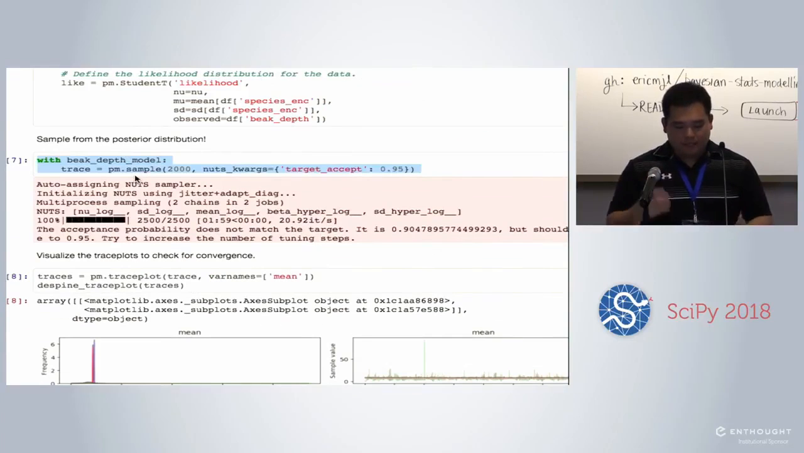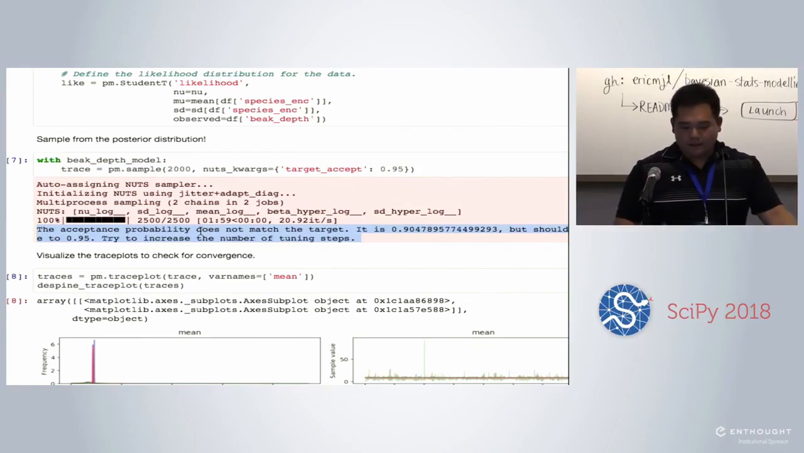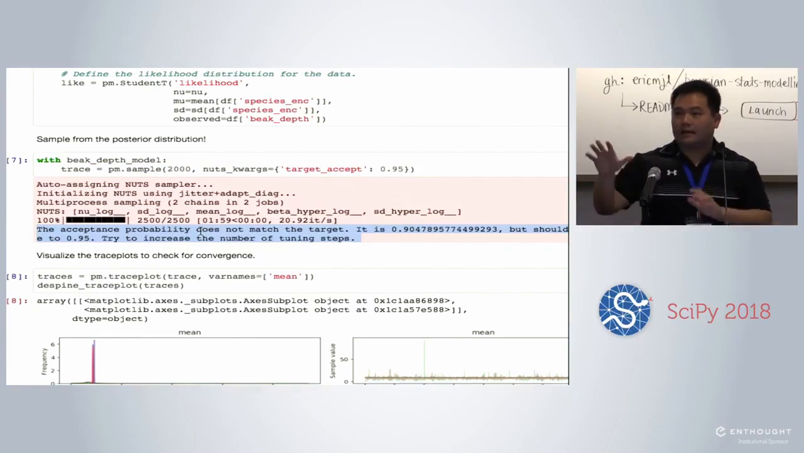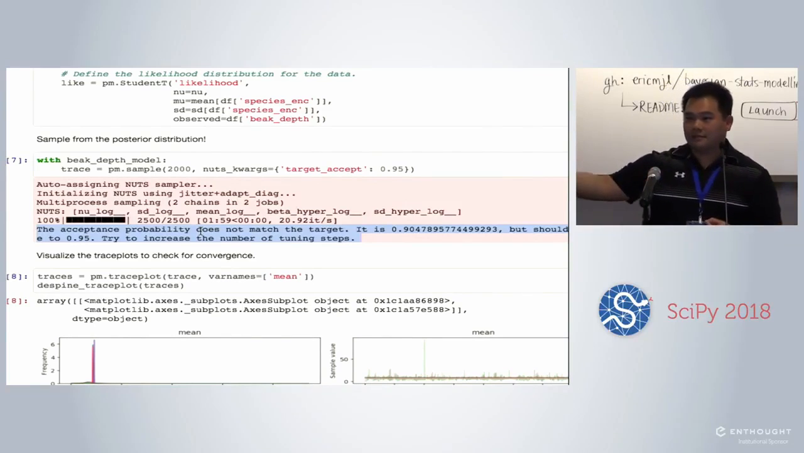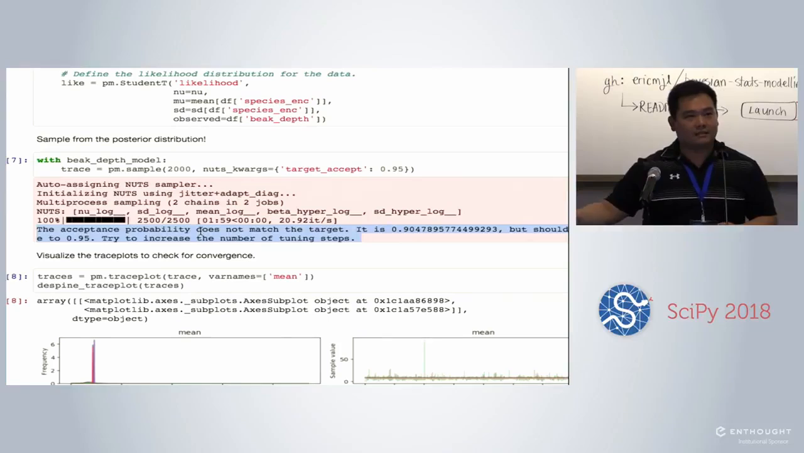Then we have this beak depth model thing where we're sampling from it, and that's where some of these issues that some of you might have observed, this acceptance probability thing, show up. Again, I don't want to go through it at this point, but it will show up. These are part of the model diagnostics that PyMC3 provides, and they are very well documented in the PyMC documentation. So I'd really encourage you to read through them to get a feel for what they're trying to warn you against.